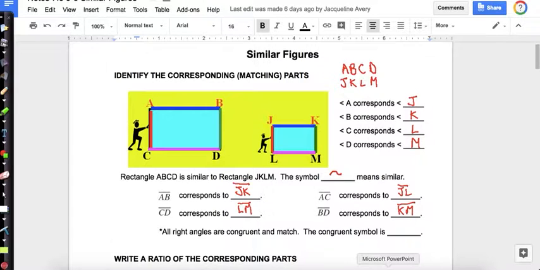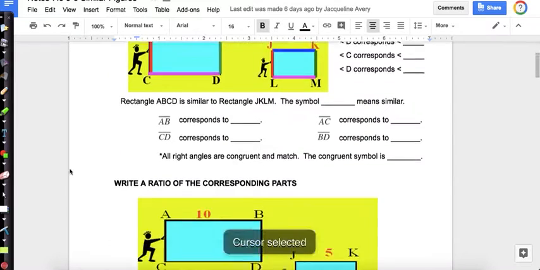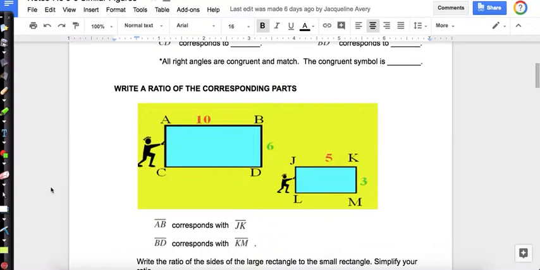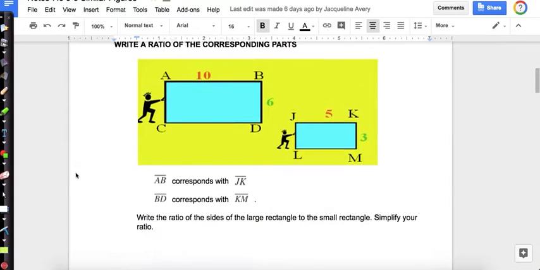All right angles are congruent and match. The congruent symbol is the similar symbol with an equal sign. That symbol means congruent. So it says write a ratio of the corresponding parts. Remember, a ratio is a comparison of two numbers.